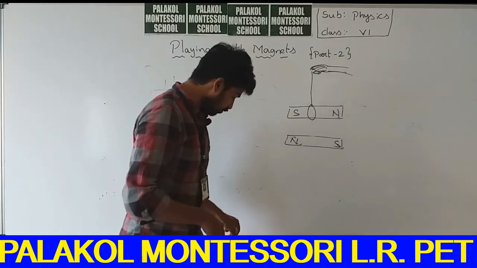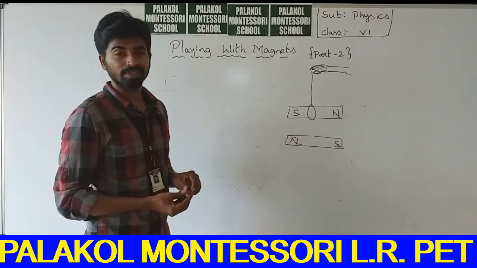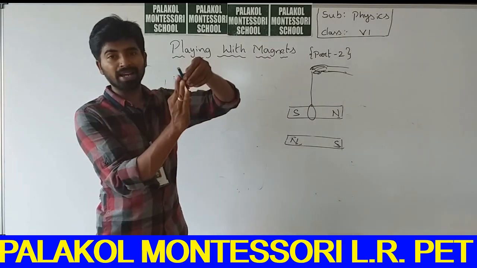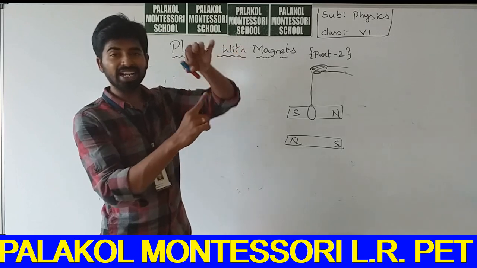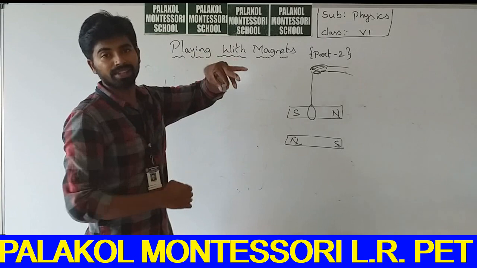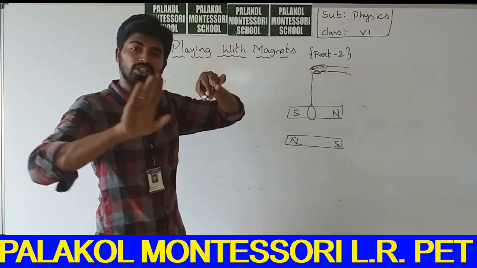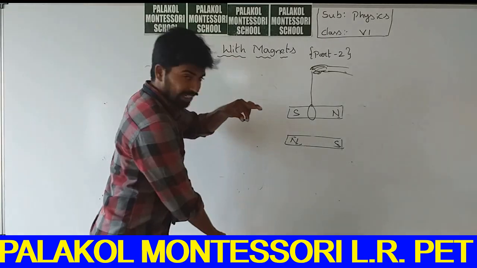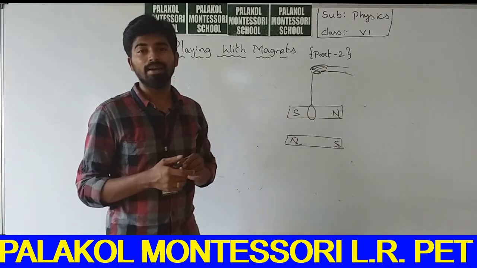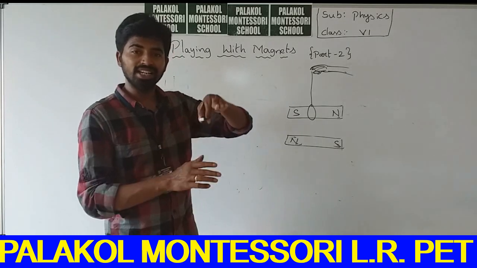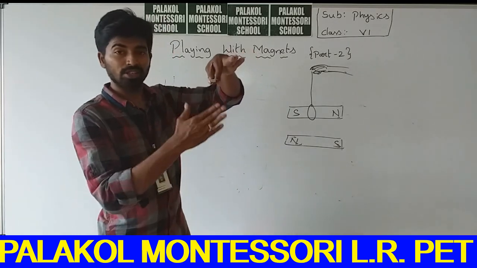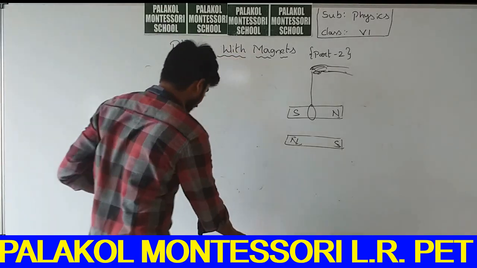So the conclusion from this experiment is that whenever you suspend a bar magnet freely, one end, the north pole, points towards north and the south pole points towards south. Why? Because the earth is behaving like a magnet. The earth is a big magnet.